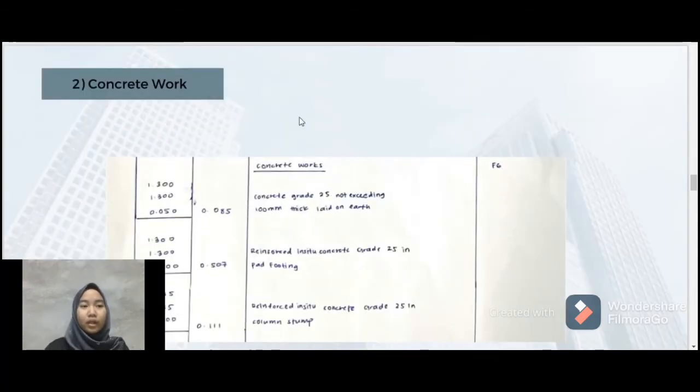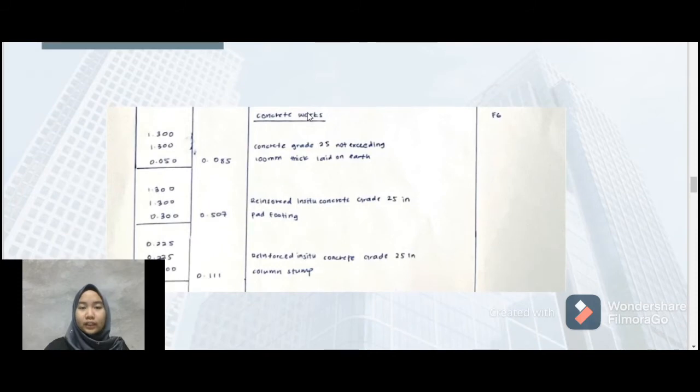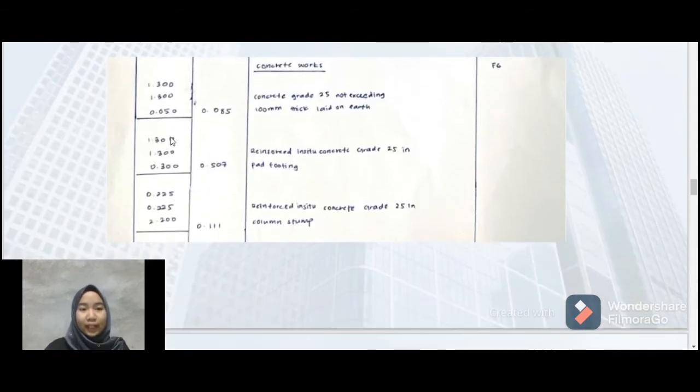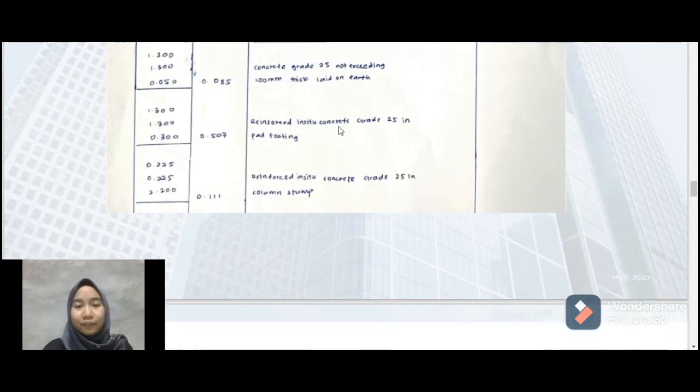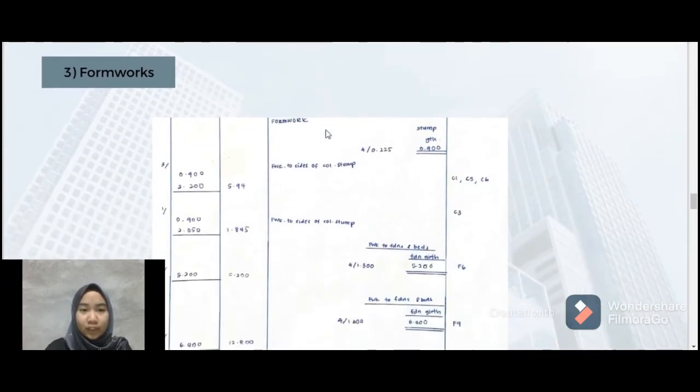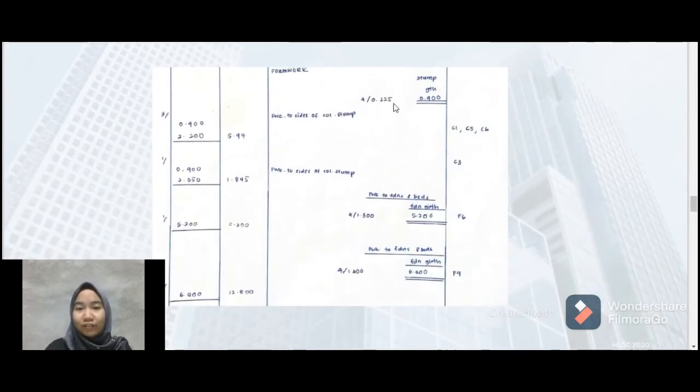Next, for the second one, we have to calculate the concrete work. For the concrete work, this length we have to refer to the pad footing size, which we can get from the pad footing drawing plan, and this length we can get from the column stump drawing plan. For the description, we must write down the grade that we use to calculate the pad footing and also the column stump. Next, for the formwork, we must identify the size of the column stump, and this number 4 represents the perimeter of the column stump.